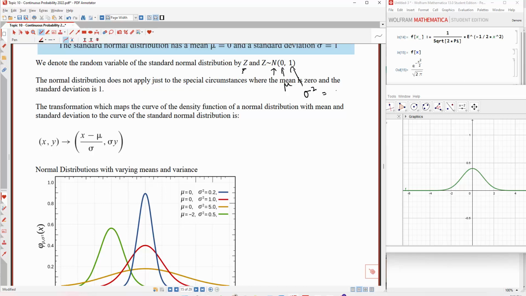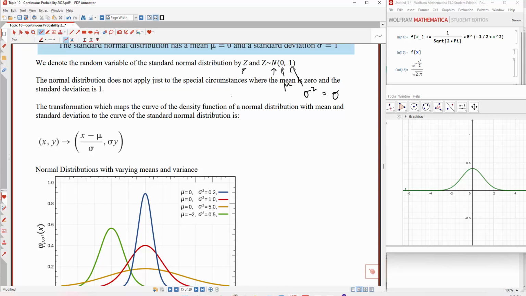which also means that the standard deviation will also equal 1. More on that later. That sounded confusing, but I'll explain that as we go along.